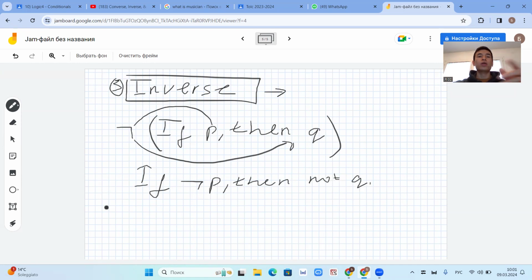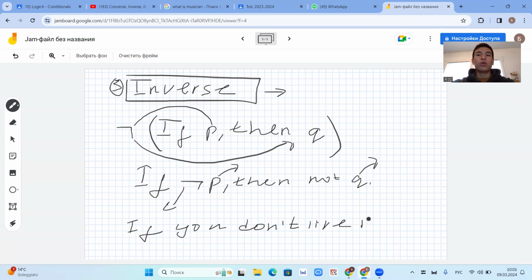And so what we will write here in our example? What will it be like? Remember, right? The P was living in Rome, Q was living in Lazio. So inverse implies that if you don't live in Rome, then you don't live in Lazio as well.